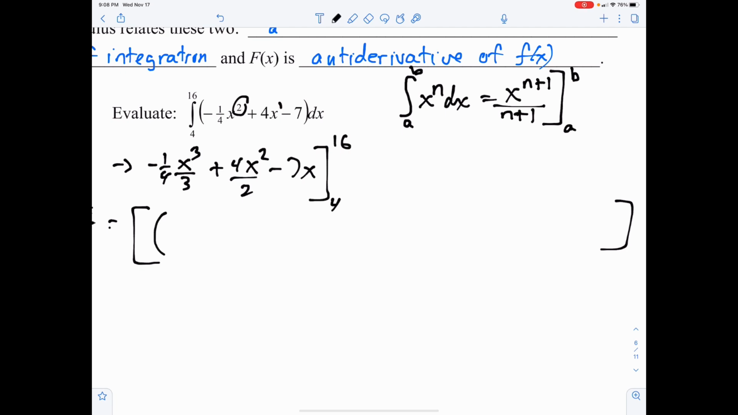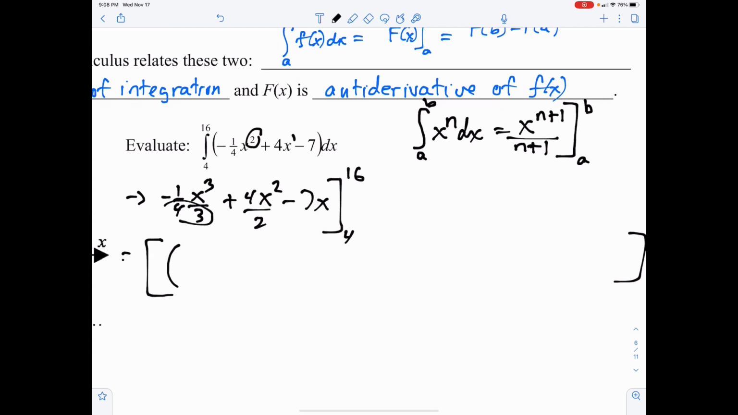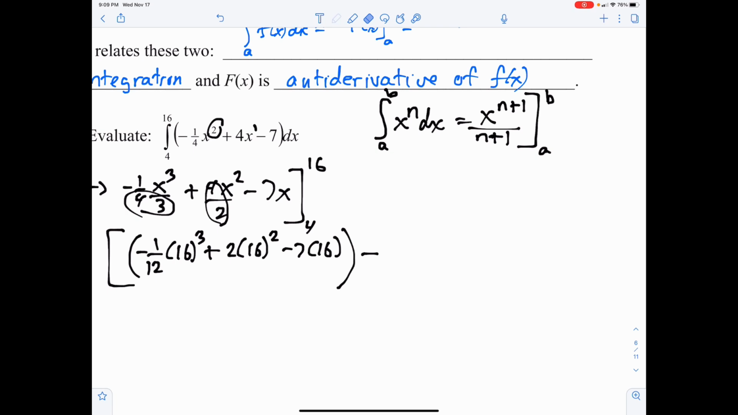We're going to break this down into larger segments. So the first segment is going to be, first of all, negative 1/12 times 16 to the third power plus 2 times 16 squared minus 7 times 16. All of that gets subtracted from negative 1/12 times 4 to the third power plus 2 times 4 squared minus 7 times 4.